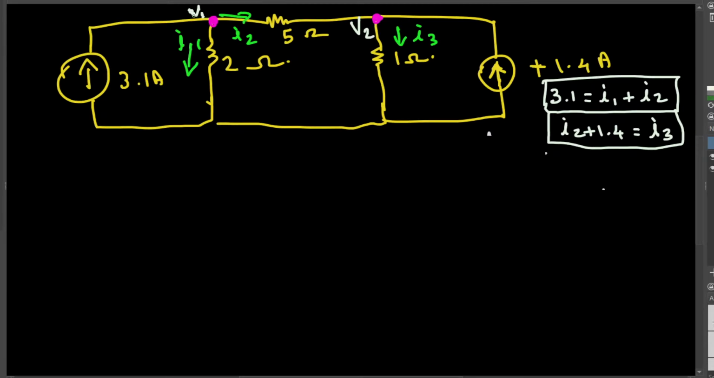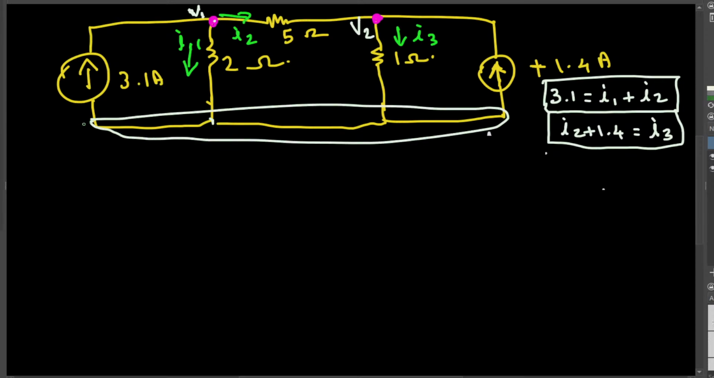If we have voltage V1 here, it represents the voltage difference between this and the ground. This is a reference. This is ground, the 0 reference. So if you have a V1 right here, it means the difference is V1 minus 0, so that's going to be V1.